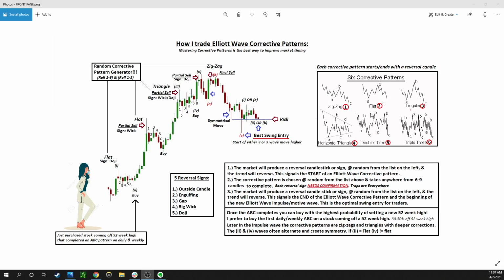Today we're discussing how I trade Elliott Wave corrective patterns. We're going to use this little chart I put together as an example. It's a very high level view. Ideally, we're looking at stocks that are coming off 52-week highs that have just completed an ABC corrective pattern on the daily and/or weekly charts.